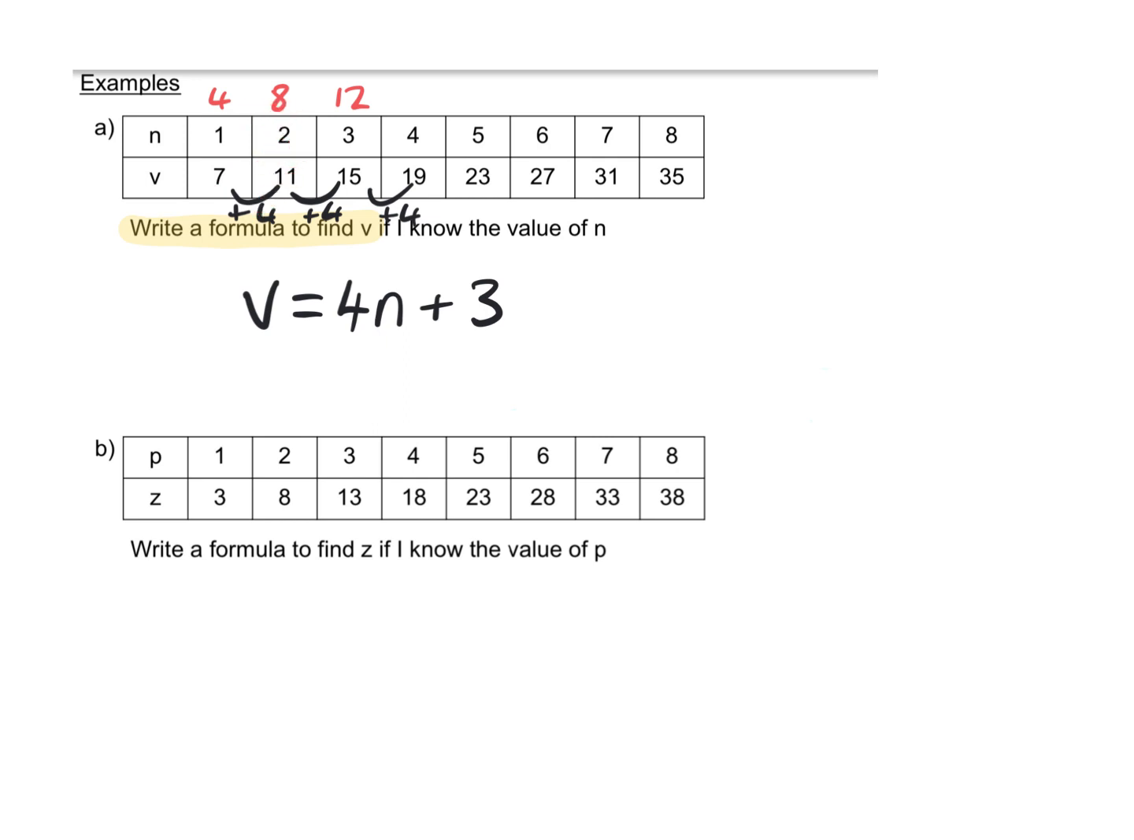Let's try it for one of these ones up here. 4 8s are 32, plus 3 is 35. So it actually works for all of these values. We'll now look at the second one.